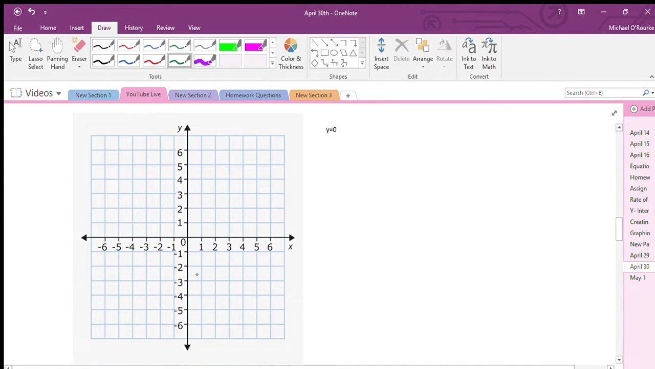Here's probably the toughest one. It's just tough because it's a weird number. 0. First step, graph that. Well, here's 0 right here. Y equals 0 is right here. Second step, draw the line. And there's our graph for y equals 0.